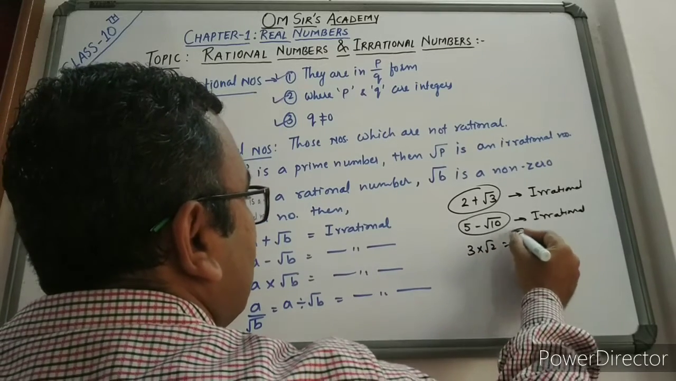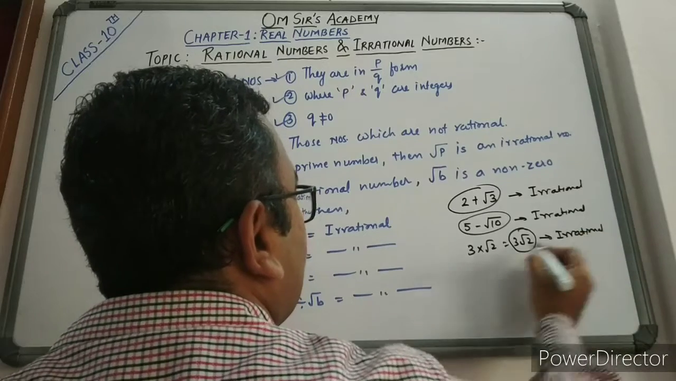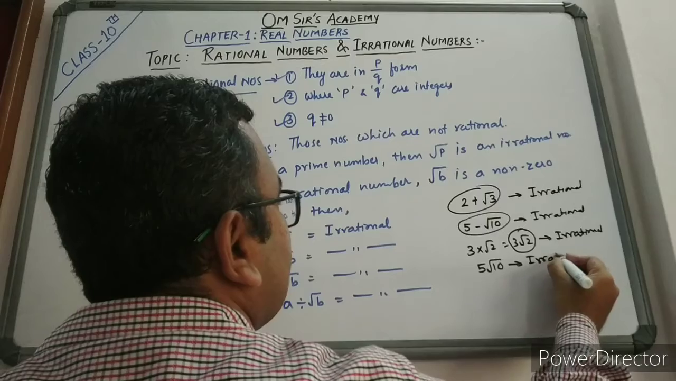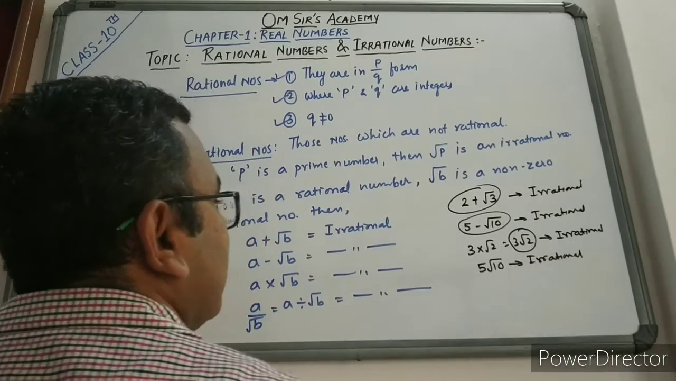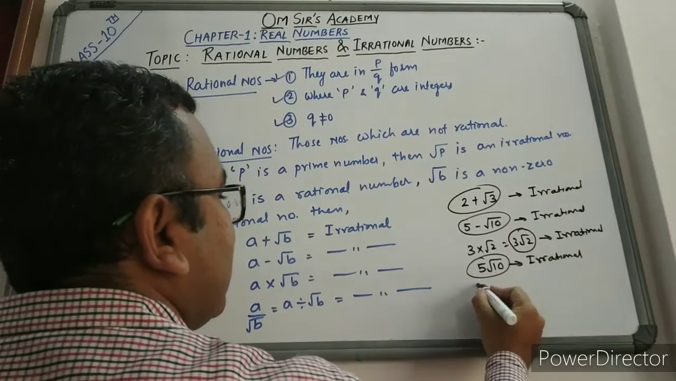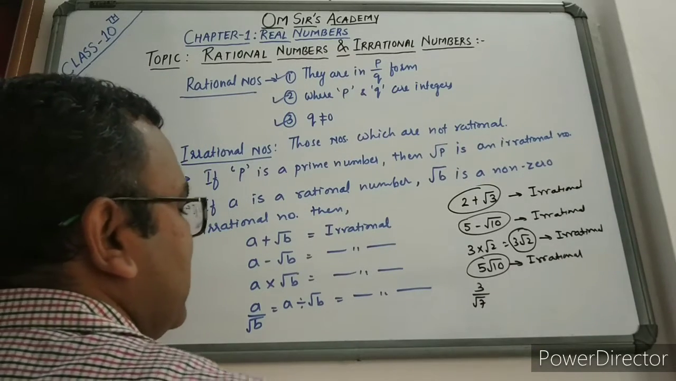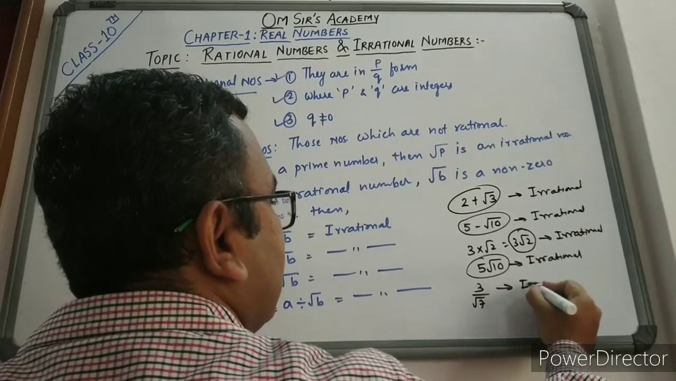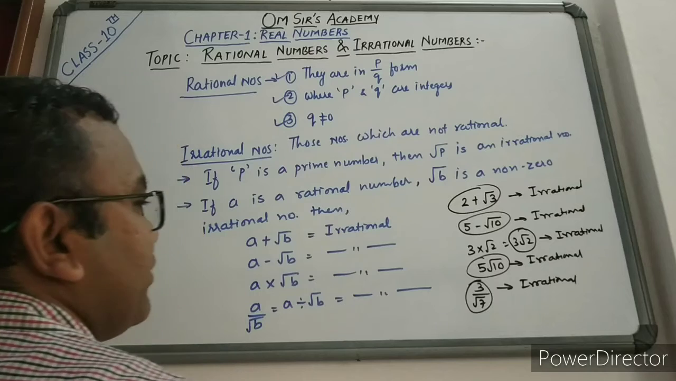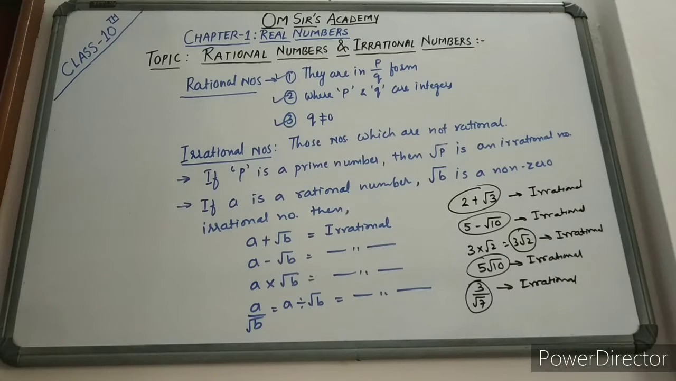3 root 2. So this is also an irrational number. Or 5 root 10, this is also an irrational number. Then next is a upon root b, say 3 upon root 7. 3 upon root 7 is also termed an irrational number. Is it clear, friends? So this is the concept of irrational numbers.